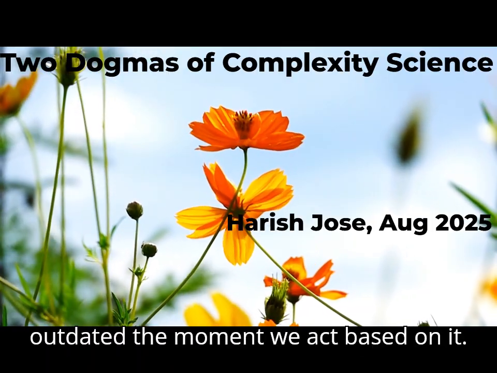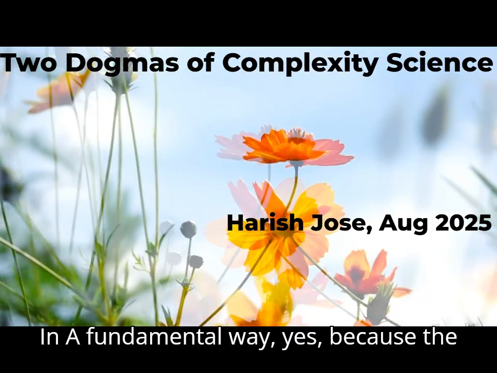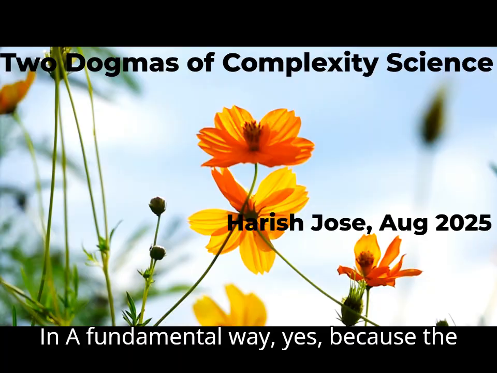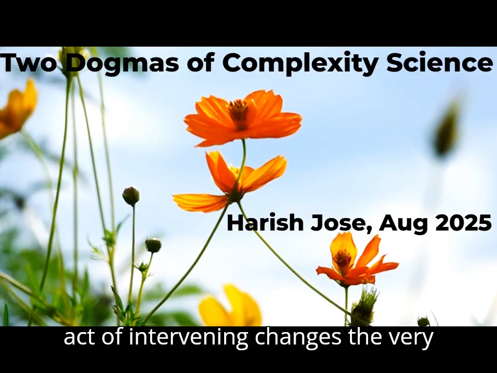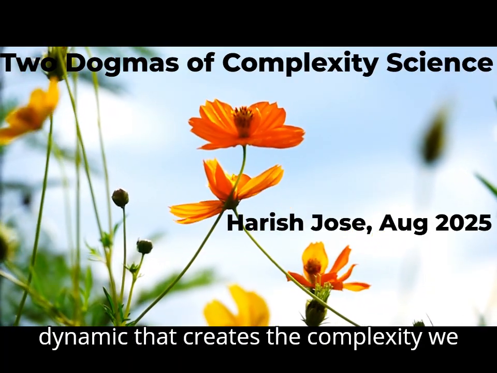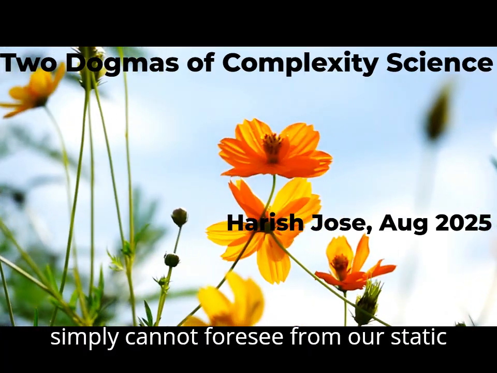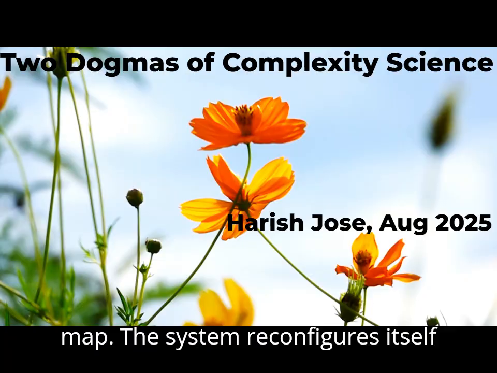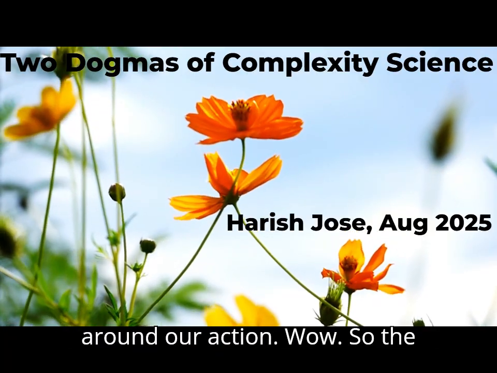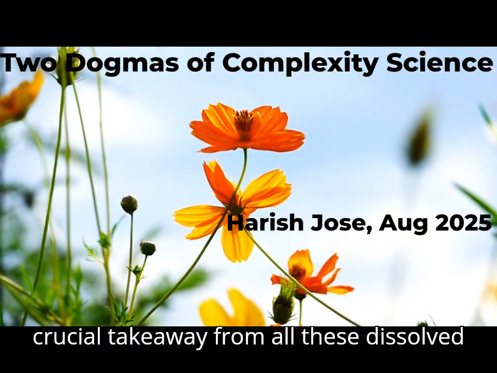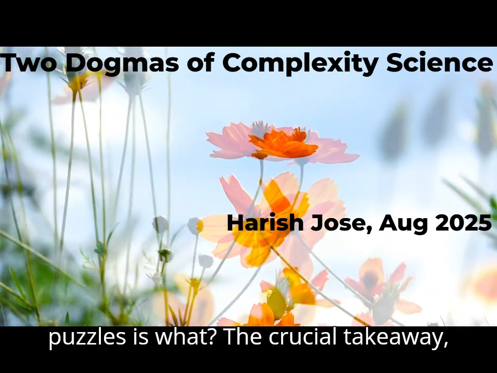So the map becomes outdated the moment we act based on it. In a fundamental way, yes, because the act of intervening changes the very dynamic that creates the complexity we were trying to address, often in ways we simply cannot foresee from our static map. The system reconfigures itself around our action. Wow. So the crucial takeaway from all these dissolved puzzles is what?